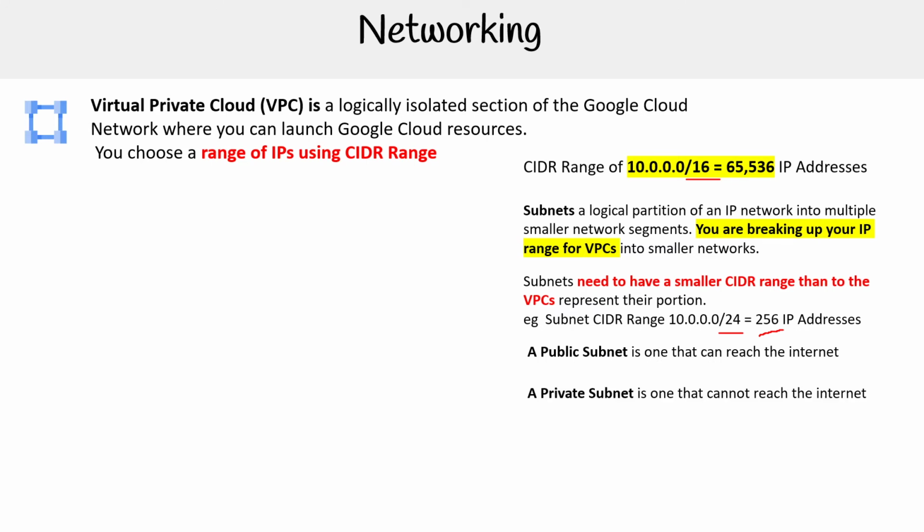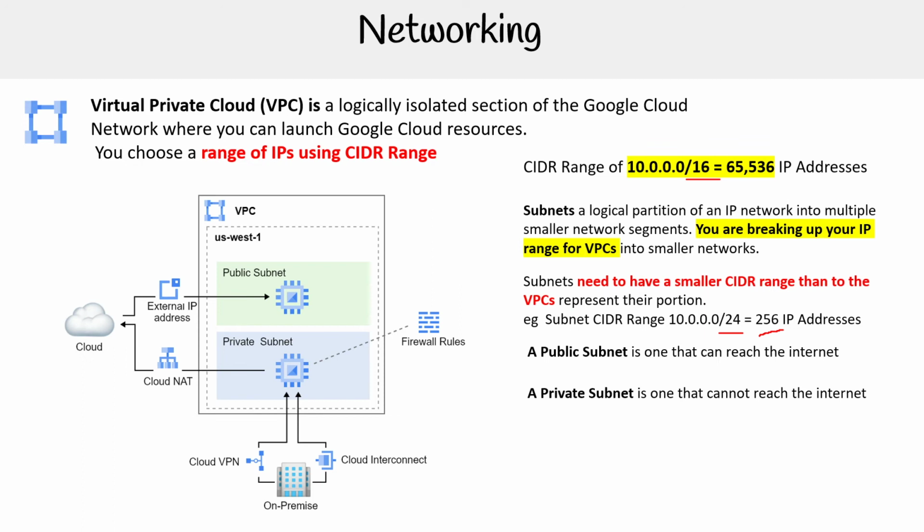We have public subnets and private subnets. Public subnets can reach the internet. Private subnets can't reach the internet. Now, there is no hard rule about that. There's no constraint where you say create a private subnet. You just create a subnet. And if you want to treat it as a private subnet, just don't give them any external or public IP addresses.